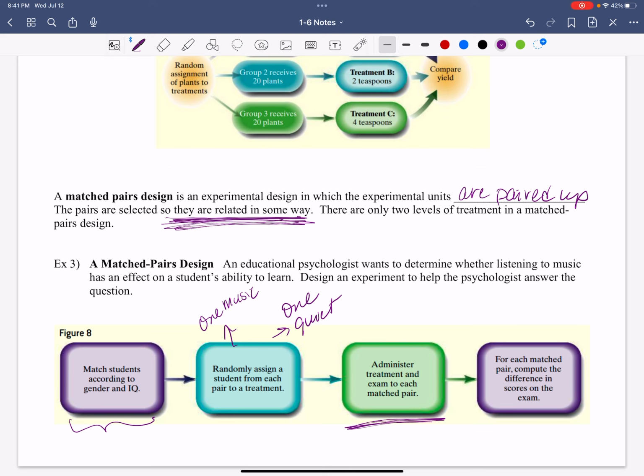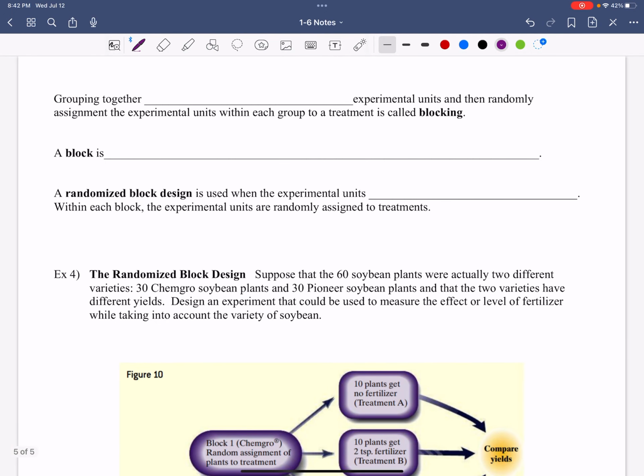For each matched pair, compute the difference in the scores on the exam. So once they take this test, how is that affected? That's a matched pairs design. That's what it means. Basically, as similar as possible. Twins work great for this, right? They do a lot of twin studies with matched pairs because you try to get as close as possible, and then see what happens to one versus the other. And so you can match them up and see how it's truly affected. Cool, right? Matched pairs. That's awesome.